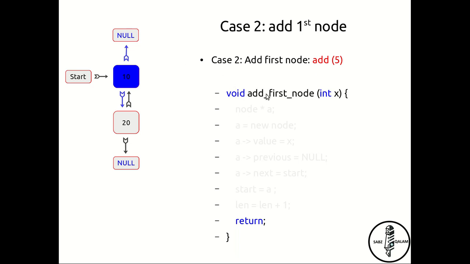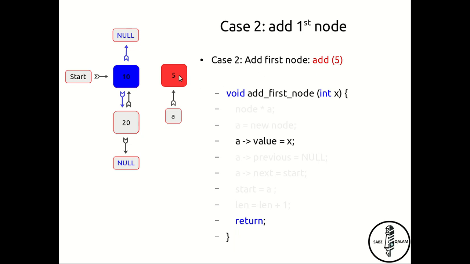So the void add first node, you're giving it the value x, which is 5. We've already determined that it is the first node. So the first thing is, you need a pointer that can point to a node, and A is pointing to a new node. So this ensures that in the memory a portion equal to the size of the node is allocated, and A is pointing to that. Then you can initialize this to the value that you want to put here. So A's value has been initialized to x. X in our case right now is 5.